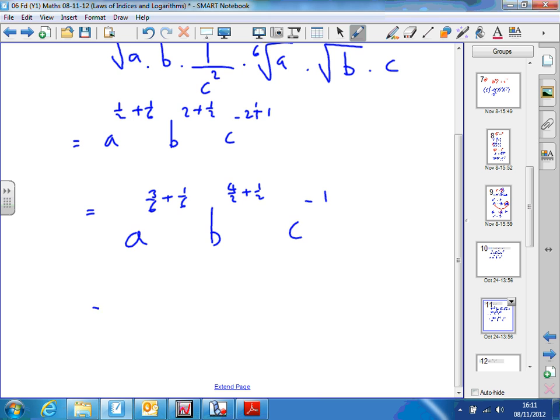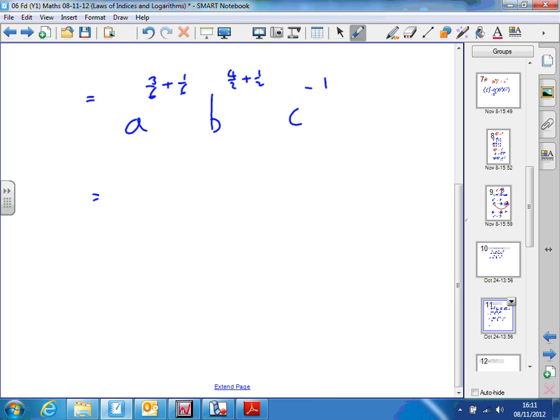So now 3/6 plus 1/6 is 4/6. 4/6 can be simplified to 2/3. b, 4/2 plus a half is 5/2, and c to the minus 1. Done. And that would be simplified. I could, if I now wanted to, write that in root form. How could I rewrite a to the 2/3?